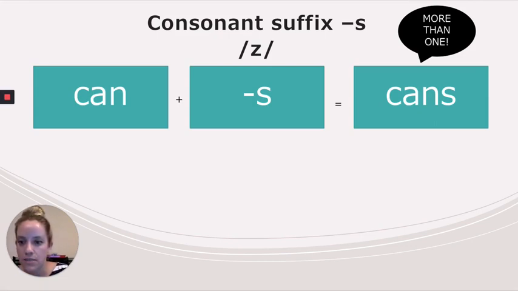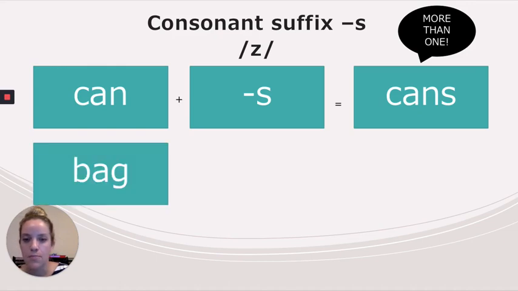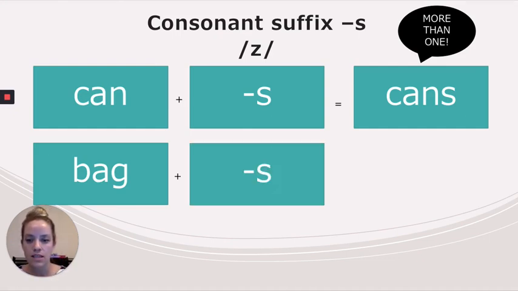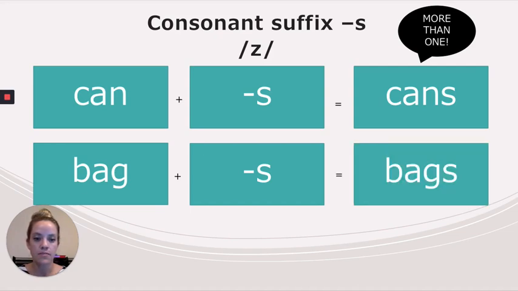All right, my next word for you is bag. So I carried my bag into school. That means I carried one bag into school. If I add my suffix S to the end of that, my new derivative would be bags. It sounds like a Z, doesn't it? If I said I carried my bags into school, that means that I carried more than one bag.